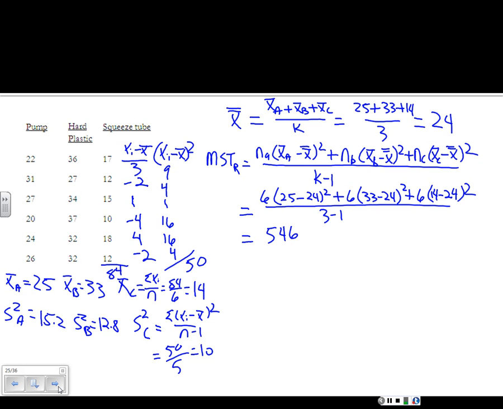Then MSE is just equal to the average of the 3 variances. And we've already squared these, so don't do any squaring again. So our first variance was 15.2 plus 12.8 plus 10 divided by 3. And that comes out to be 12.67.